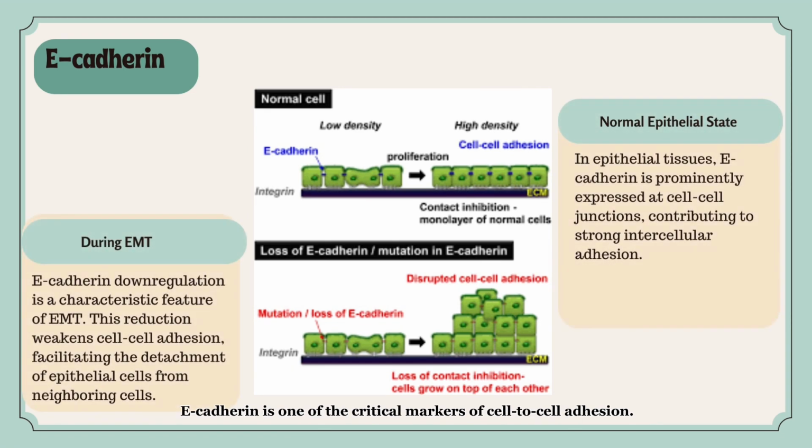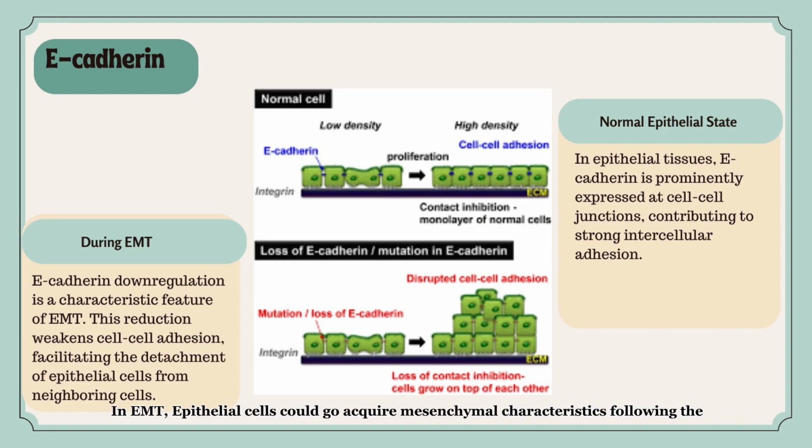E cadherin is one of the critical markers of cell-to-cell adhesion. The main function of E cadherins is to mediate calcium-dependent cell-cell adhesion. They play a key role in maintaining tissue integrity by forming adherens junctions between adjacent epithelial cells. In epithelial tissues, E cadherin is prominently expressed at cell-cell junctions, contributing to strong intercellular adhesion.